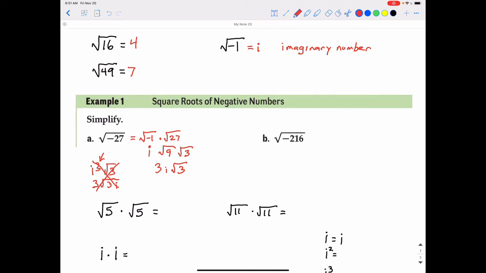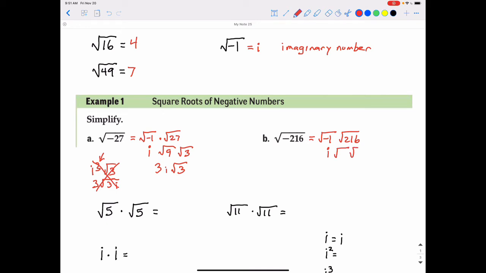Let's do part B. So again, the very first thing we're going to do is make this the product of the square root of -1 times the square root of positive 216, and replace the square root of -1 with i.